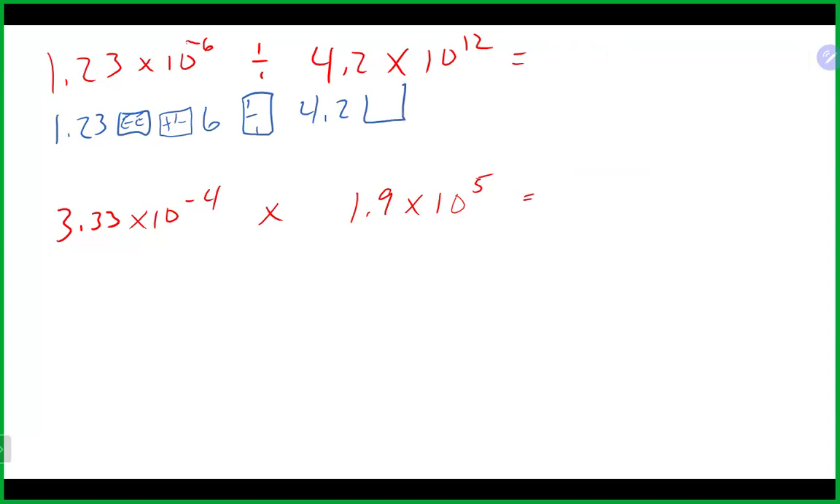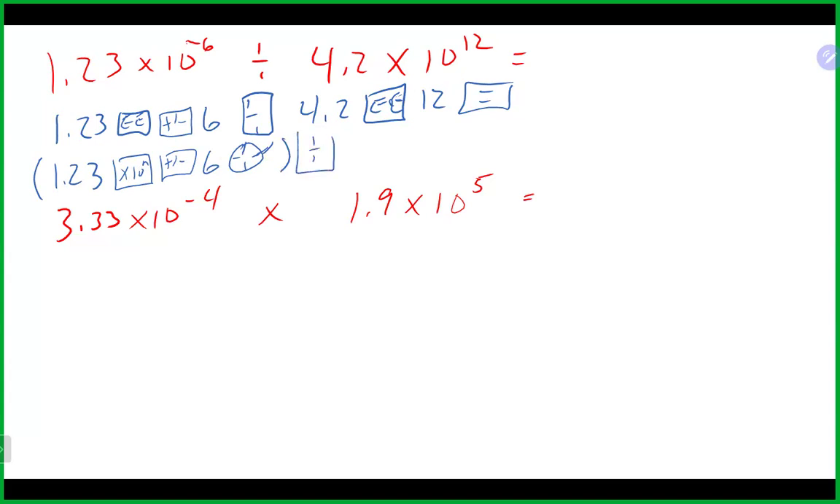Hit my exponent button there. Since this is a positive exponent, I don't need the negative button. Then obviously I'd hit my equals. If you have the other calculator, you'll need to go parentheses 1.23, hit your exponent button, hit your negative button, hit your 6, and then close the parentheses.